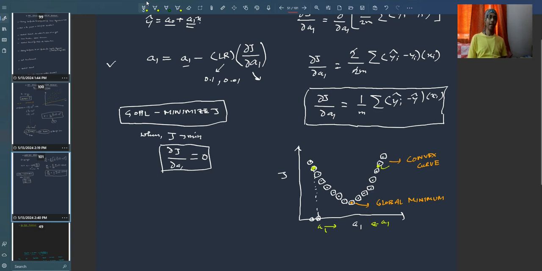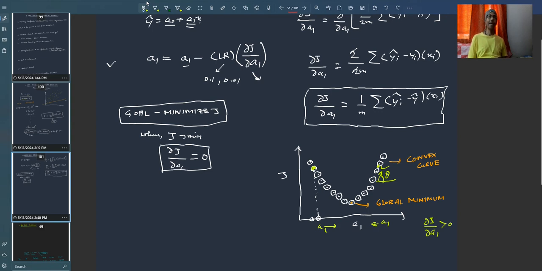Here you see, if j is at some point here, the slope is positive. Therefore, if the slope is positive, del j del A1, which is basically the slope, will be positive. The impact of the entire expression LR into del j by del A1 will be negative because of the minus sign beside it. Because positive multiplied by a negative sign becomes negative.